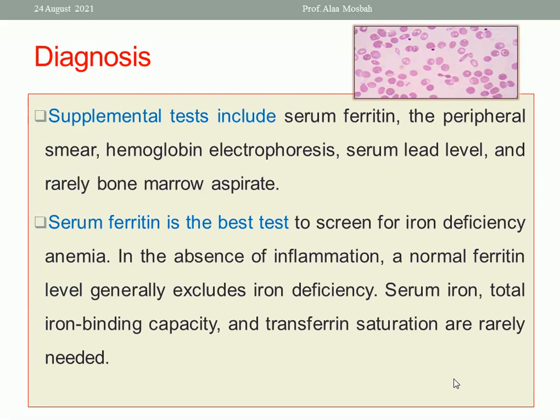Serum ferritin is the best test to screen for iron deficiency anemia and to exclude it in the absence of inflammation. A normal ferritin level generally excludes iron deficiency. Serum iron, total iron binding capacity, and transferrin saturation are rarely needed.